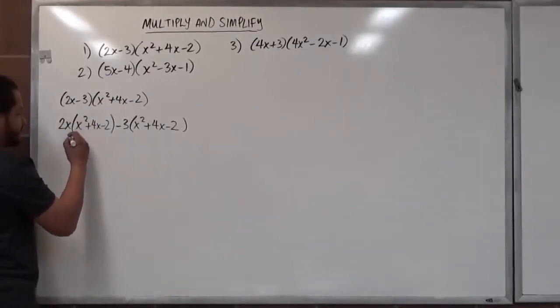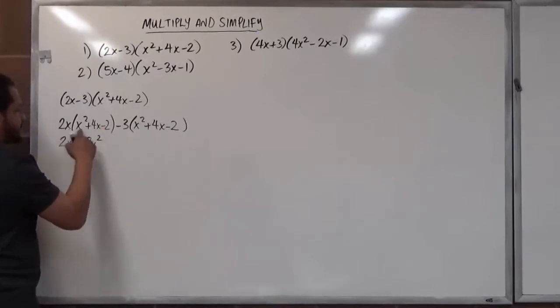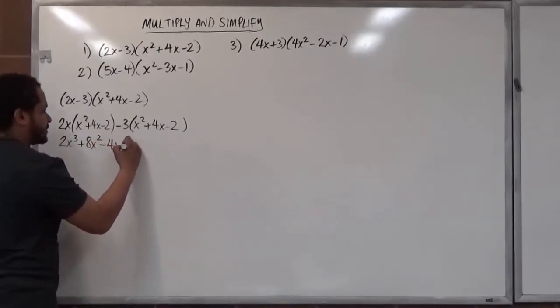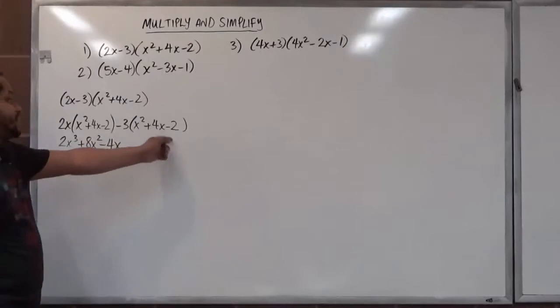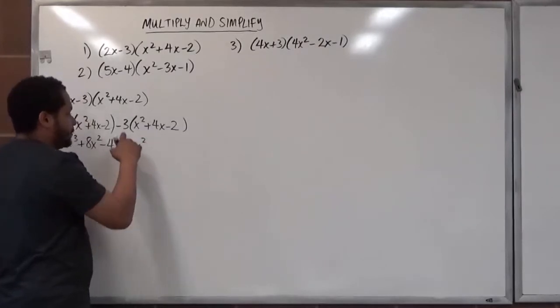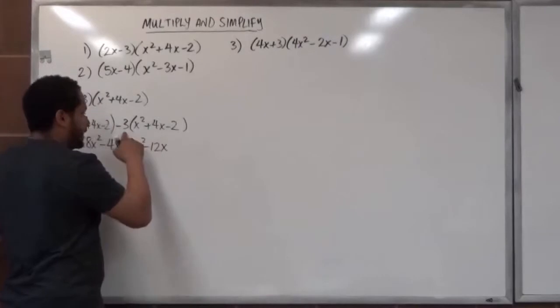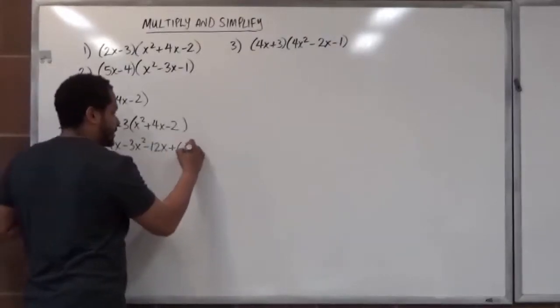So 2x by x squared is 2x cubed. 2x by 4x is 8x squared. And 2x by negative 2 is negative 4x. Now we're going to take care of the second set here. We have negative 3 by x squared is negative 3x squared. We have negative 3 by 4x, which is negative 12x. And negative 3 by negative 2 is positive 6.